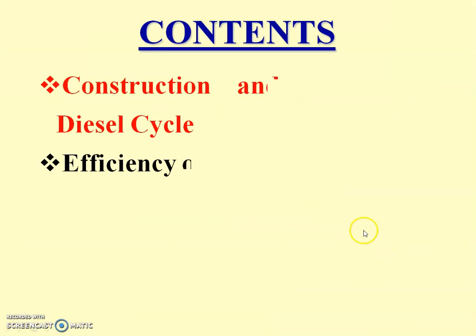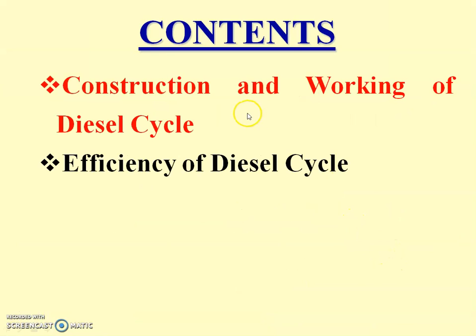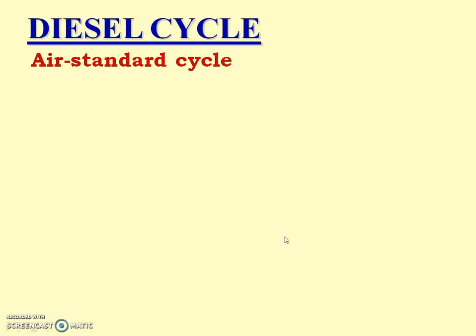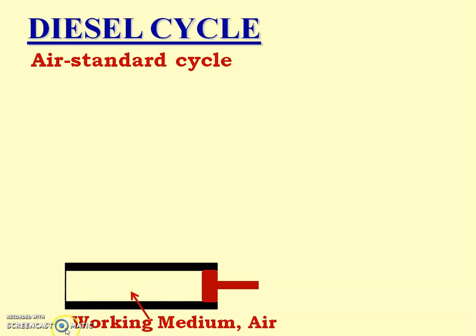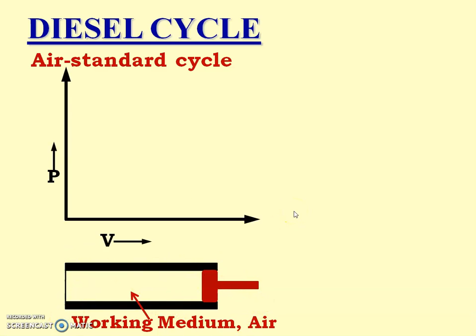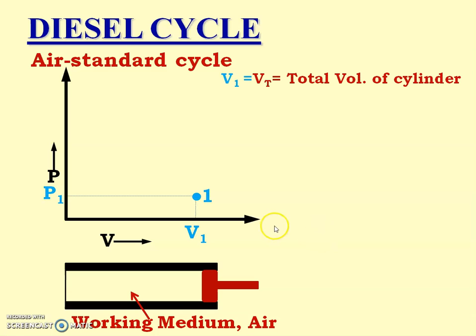The topics included in today's lecture are construction and working of the diesel cycle and efficiency of the diesel cycle. The diesel cycle is an air standard cycle. This one is a cylinder, this one is a piston, and the working medium, that is air, is filled up inside the cylinder. Let us draw it on the PV diagram.